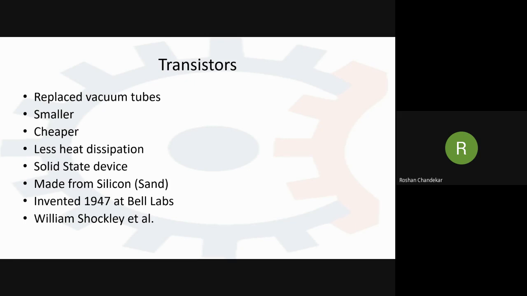It is smaller than the vacuum tube, cheaper, has less heat dissipation, and is a solid state device made from silicon. You know that our processor is made from silicon. It was invented in Bell Laboratory, so we have used the transistor in computer and CPU development.